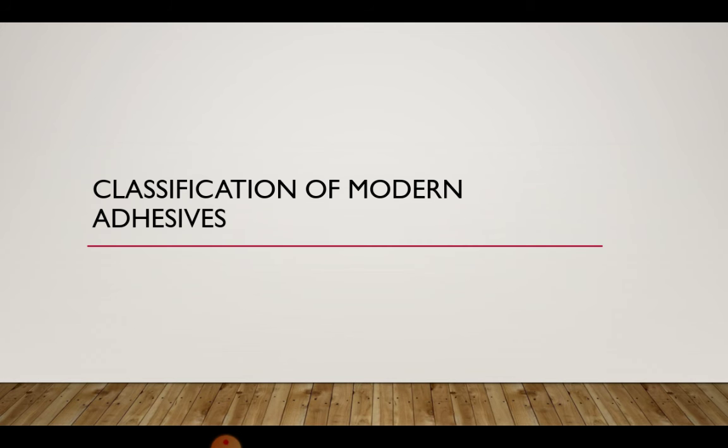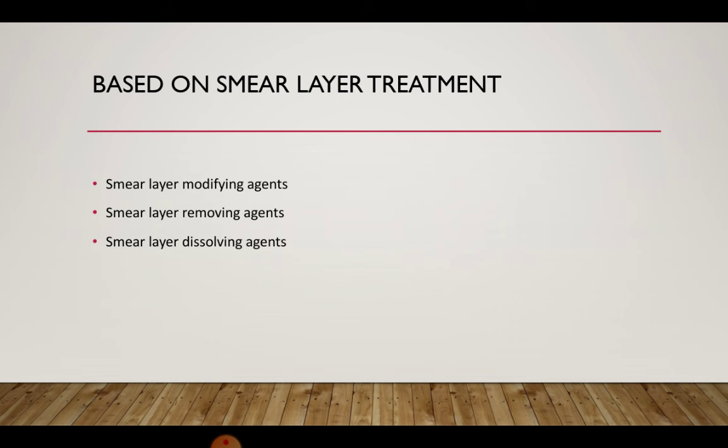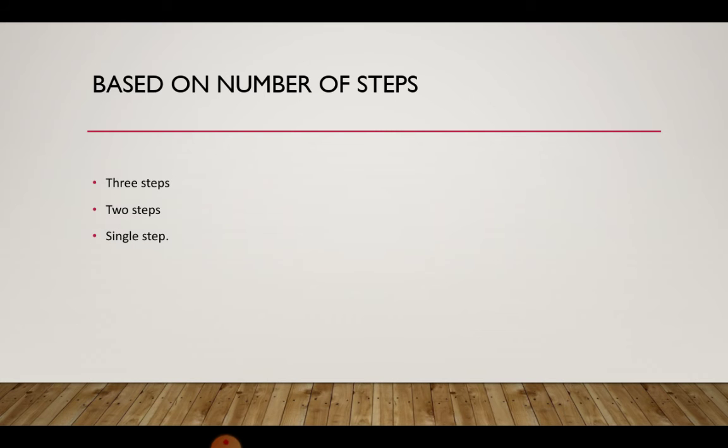So now coming to the classification of modern adhesives based on generations: first, second, third, fourth, fifth, sixth and seventh generation bonding agents. Based on smear layer treatment: smear layer modifying agents, smear layer removing agents and smear layer dissolving agents. Based on the number of clinical steps, they can be either in 3 steps, in 2 steps, or they can be applied in a single step.